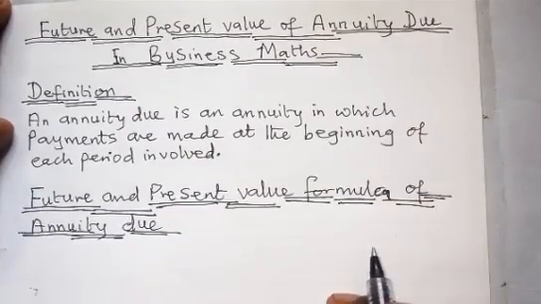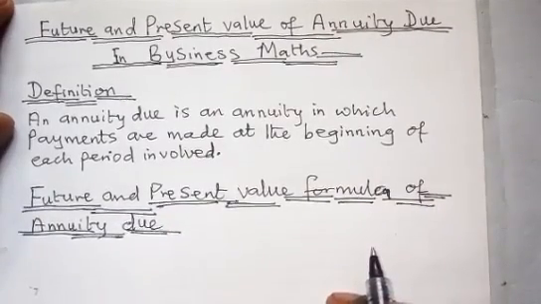Today's lesson is on future and present value of annuity due in business maths.